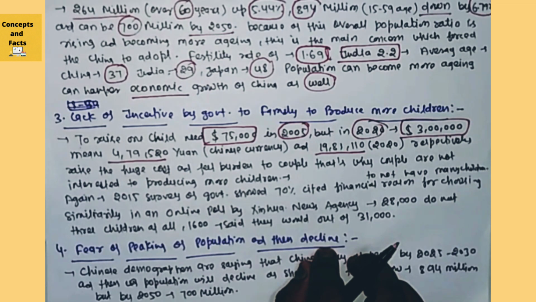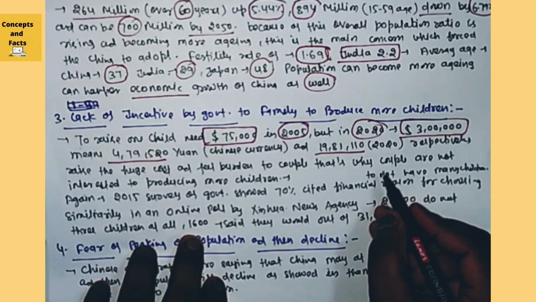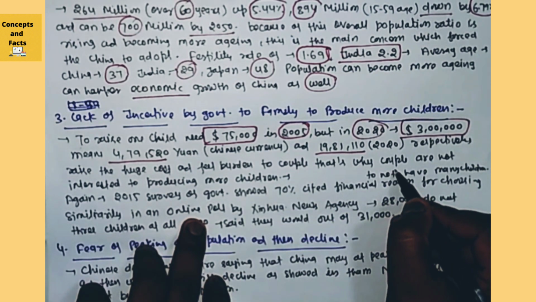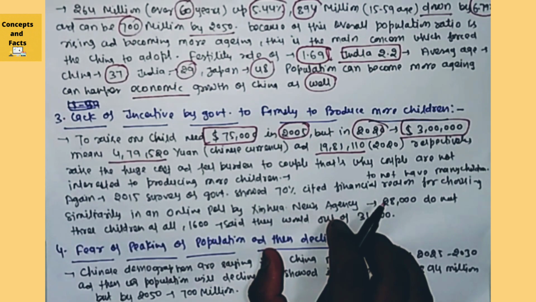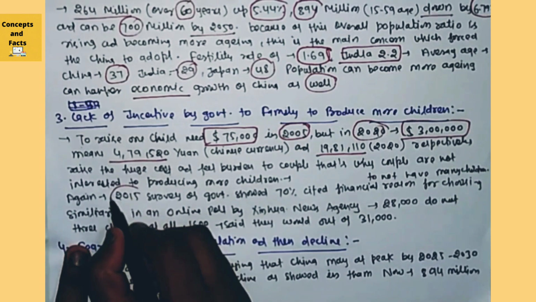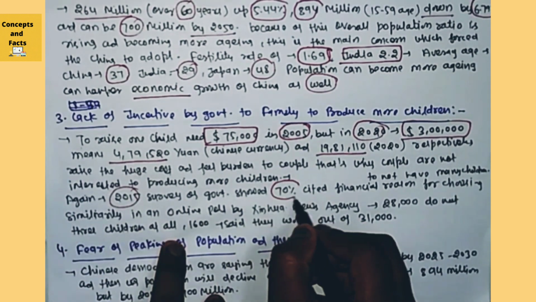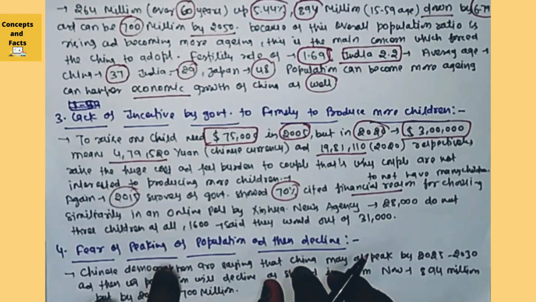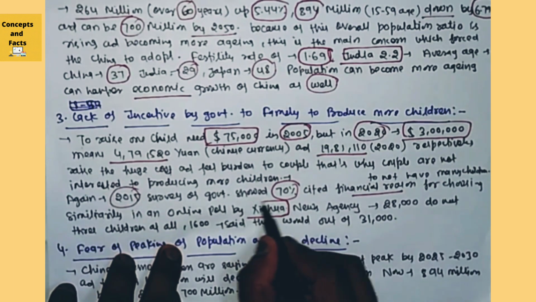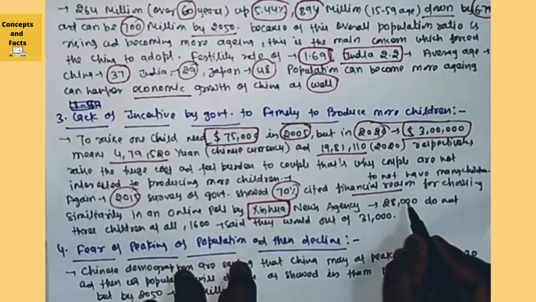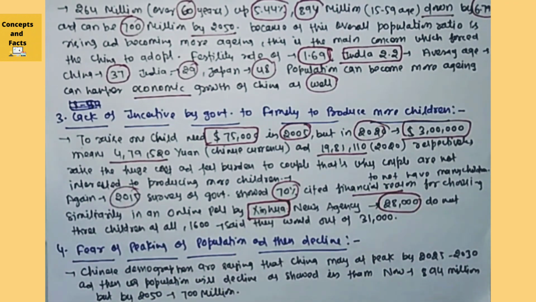So this raised a huge cost and financial burden on couples, and that's why couples are not interested in producing more children. In an official survey conducted by China in 2015, 70% of the population cited financial reasons for not choosing to have more children. Again, in an online poll conducted by Xinhua, an official news agency of China, of 31,000 people, 28,000 do not want three children at all, and 1,600 said that they will.